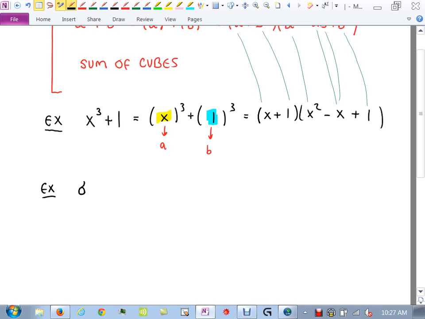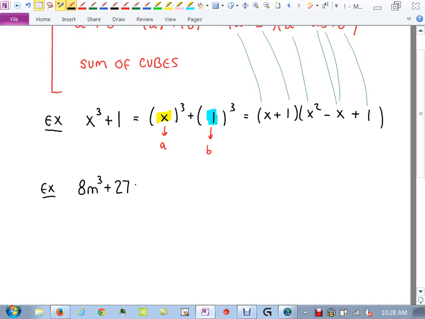How about this one? 8m cubed plus 27. GCF? Number that goes into these? 2, 4, and 8 are the only numbers that go into 8. But 2, 4, and 8 do not go into 27. So we can't pull a GCF.